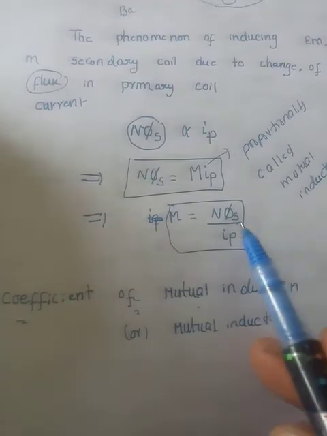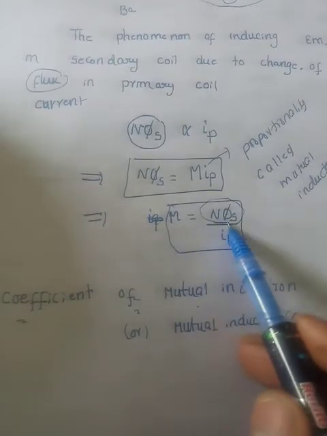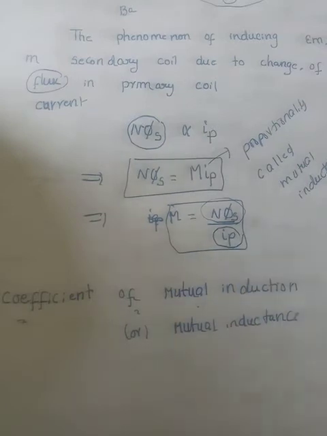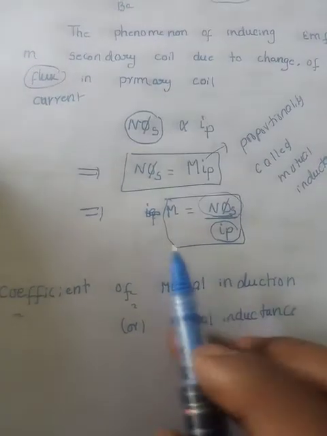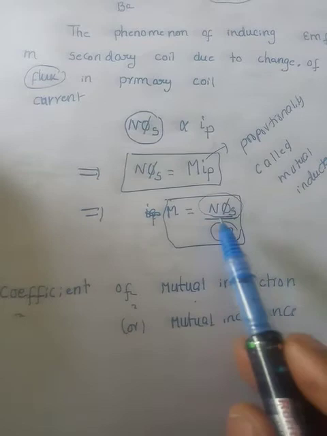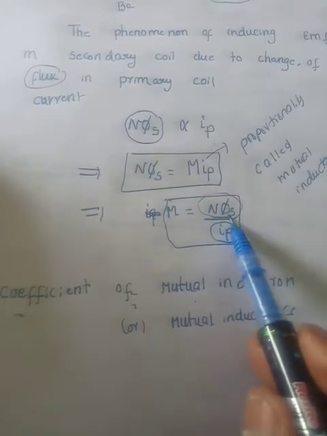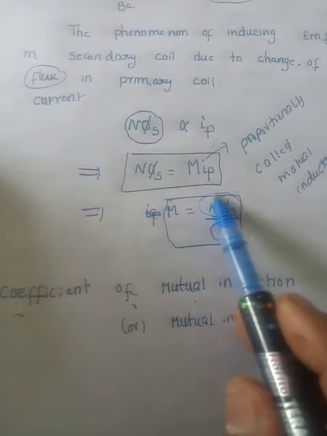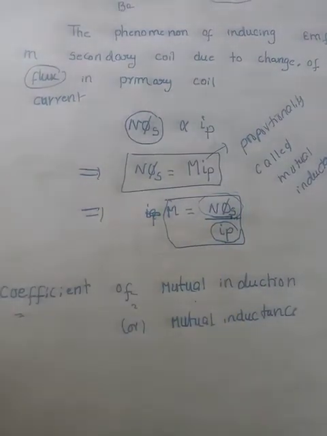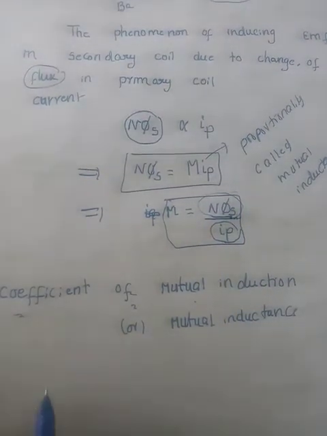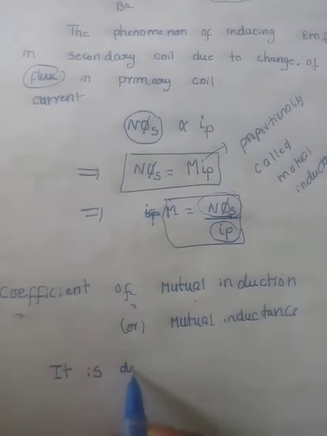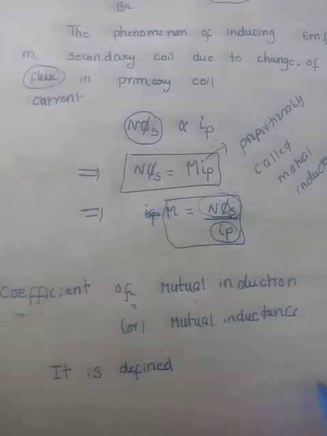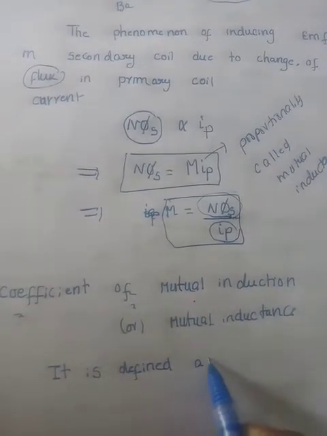So what we can define here? M is the magnetic flux linked with the secondary coil when unit current flows through the primary coil, right? So what is mutual inductance? It is defined as the flux linkage. S represents the secondary coil. The flux linked with the secondary coil when unit current flows through the primary coil. N phi s is the magnetic flux linked with the secondary coil.